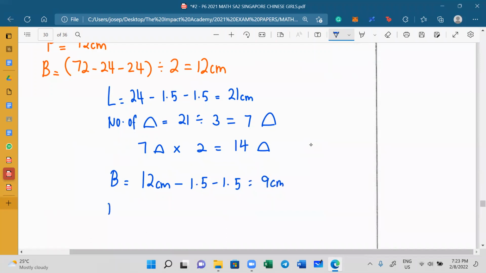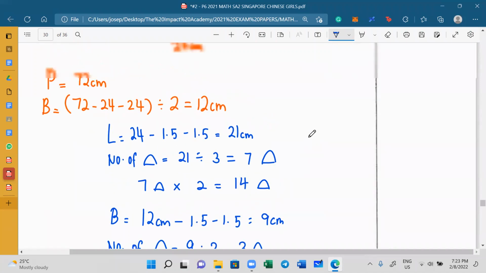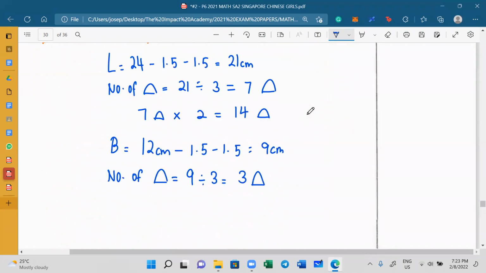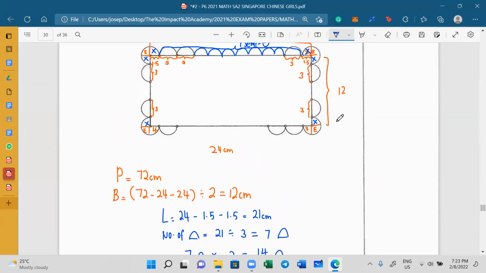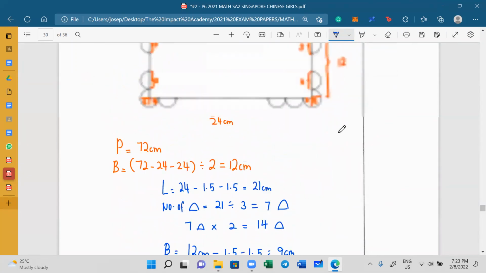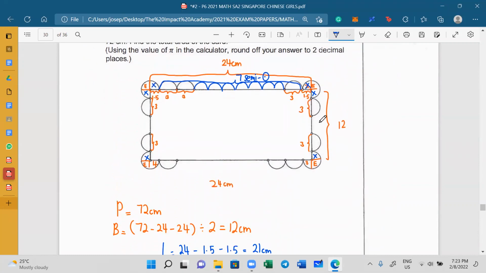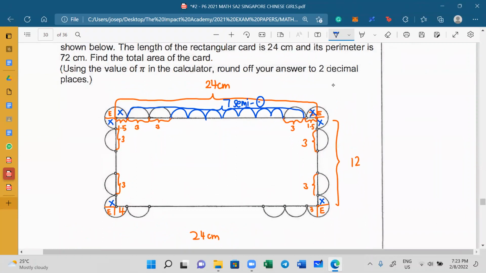Correct? And how many semicircles can I find? I'll be able to get 9 divided by 3, and that gives me 3 semicircles. Which means to say I can actually put 3 over here. Right? Now, I can do 3 semicircles times 2 because 2 sides. Correct? 2 breadths. So total 6 semicircles. Okay? So now that I have found out how many semicircles I can place over here, what I want to do is I want to add up the excess.